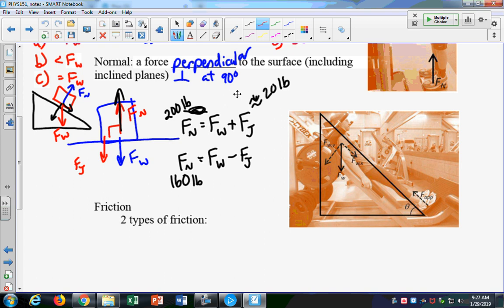Normally our surface is horizontal, and in a horizontal surface, that means that the normal force will be perpendicular. But not always. Sometimes we'll have an inclined surface, like right here. This is an inclined plane, and so there is a force.